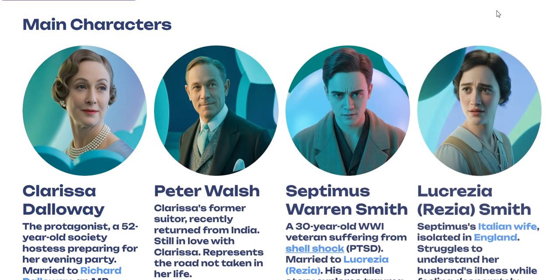Moving on now, we look at the main characters, starting with Clarissa Dalloway. Clarissa is a central figure of the novel. She is 52 years old and she is a society hostess who plans a big evening party. She lives with her husband, Richard Dalloway, who is a member of parliament. Clarissa is a reflective and sensitive person.